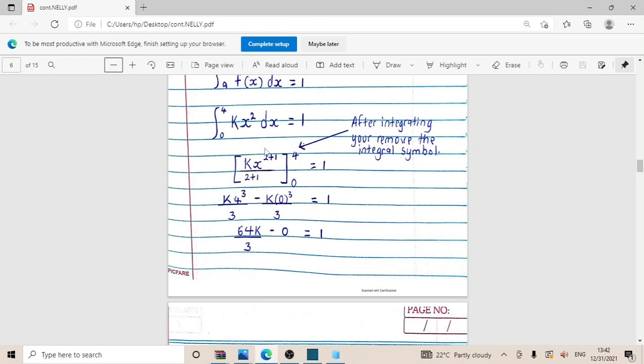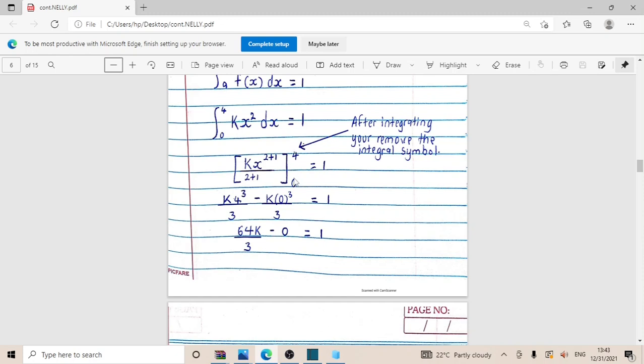So with this, after integrating, you always remove the integral sign. First of all, we are going to integrate. When we are integrating, I told you to add 1 to the power and then divide by that new power. So this is what I have done, which will give me x to the power 3, divided by 3, and then I'm done with integrating. Then I put this in square brackets, and I'll have my upper limit and lower limit, which are 4 and 0, equal to 1.